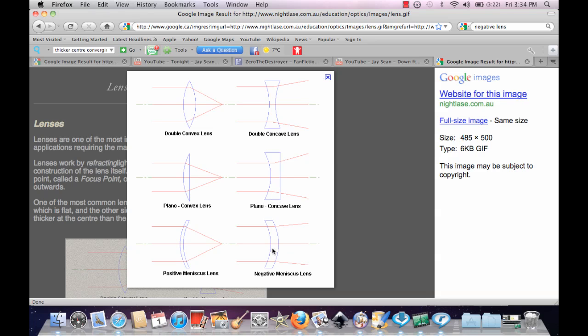The center isn't very thick, but this is actually much more complicated. Again, we're going back to concave mirrors. Just think of this, the negative meniscus lens, as the concave mirror, and as you know, the light will strike it, it'll come out, it'll diverge, but it'll have to make some kind of virtual image, because that's what a concave mirror does. The virtual image will be somewhere over here.